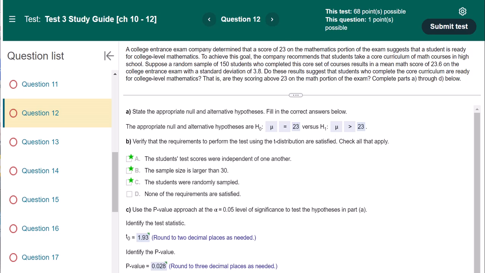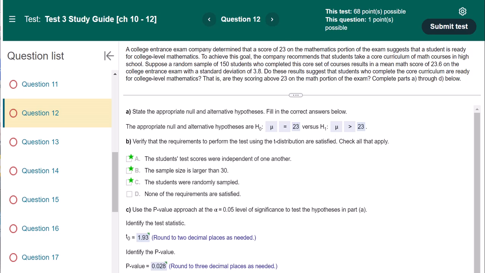The course resulted in a mean, that's the sample mean, x bar of 23.6 on the college entrance exam with a standard deviation of 3.8. Do the results suggest that the students who complete the core curriculum are ready to take college level mathematics? Okay, so they said any score of 23 or higher would mean that the students are ready.